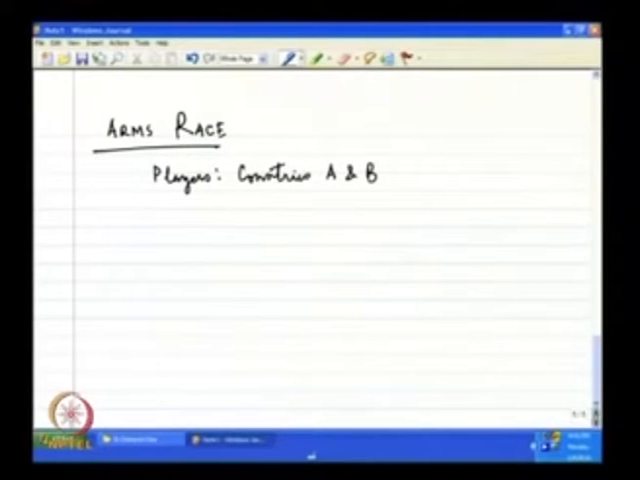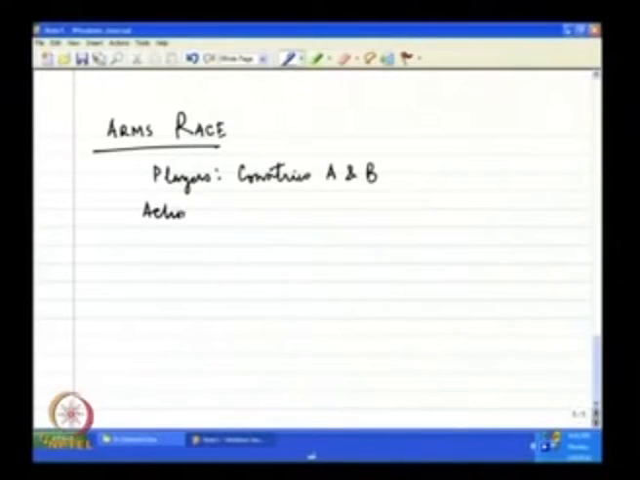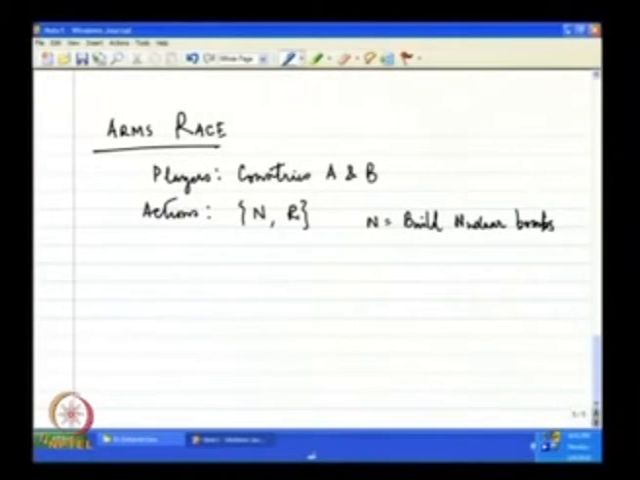What is the story? The story is that they can spend money and build nuclear bombs, nuclear arsenals. That is one action. And the second action is that they do not spend money and they refrain from building any nuclear arsenal. So, we can say that actions are two in number. One is let us suppose N and the other is R, where N is build nuclear bombs and R is refrain. And preferences.